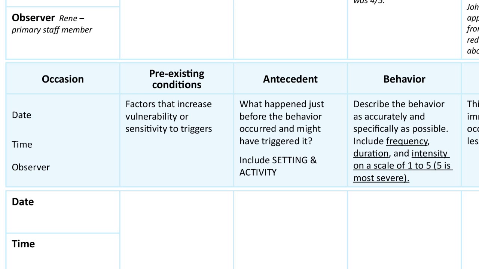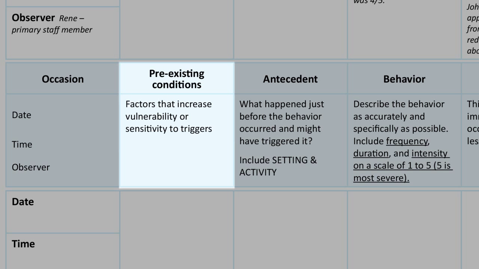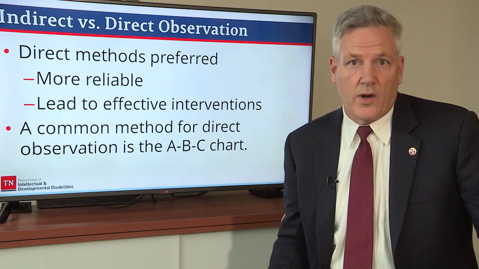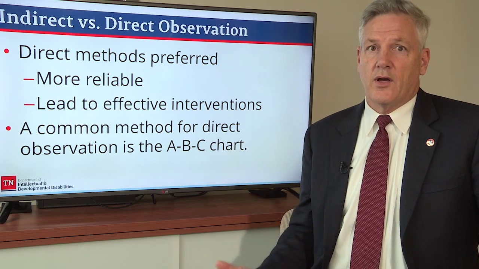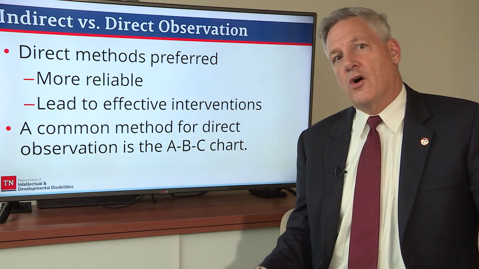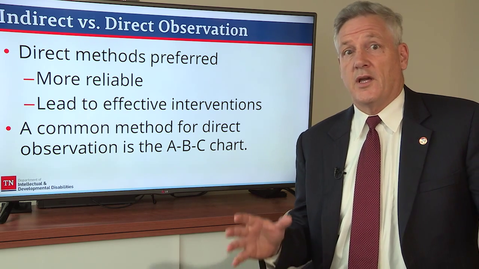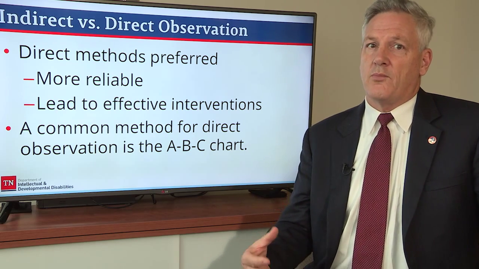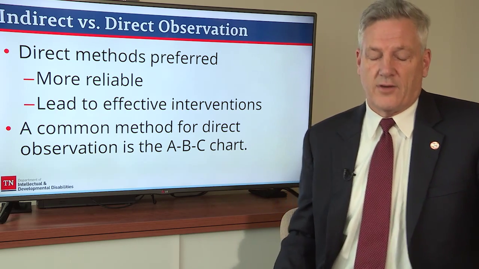Then you'll see a column for pre-existing conditions. Pre-existing conditions are factors that increase the vulnerability or sensitivity to triggers. So this might include something like the person is not feeling well, feeling sick, etc. Another way of understanding these pre-existing conditions is that they're contributing conditions. So they didn't actually trigger the problem, but they made it more likely that the problem might have occurred.